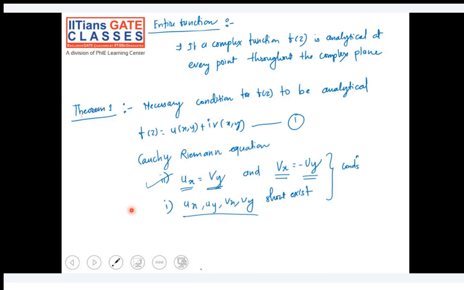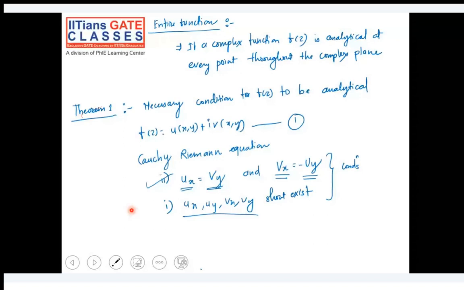And what you can expect from this is: check whether the given function is analytical or not. Or out of the given options, which option is an analytical function. So you have to look at the given options and check which option satisfies this criteria, and you have to choose it accordingly.